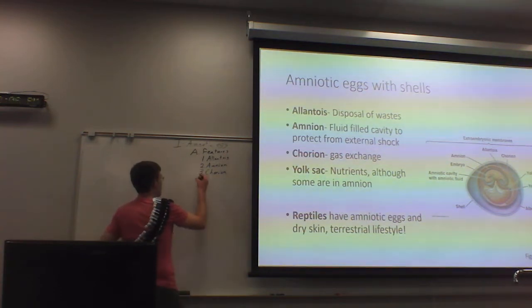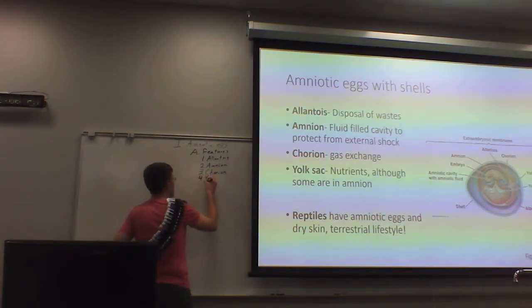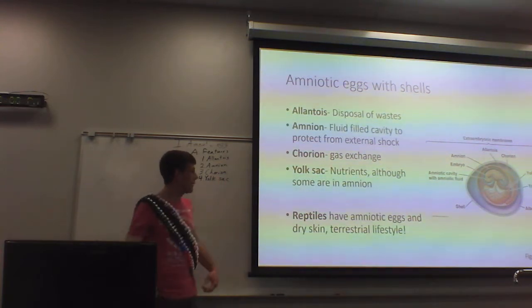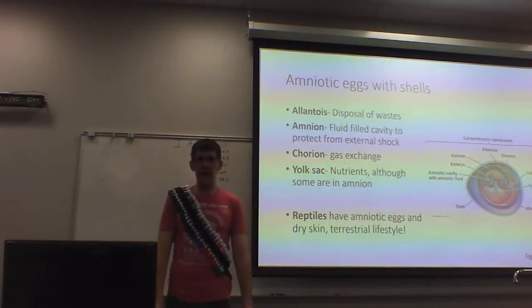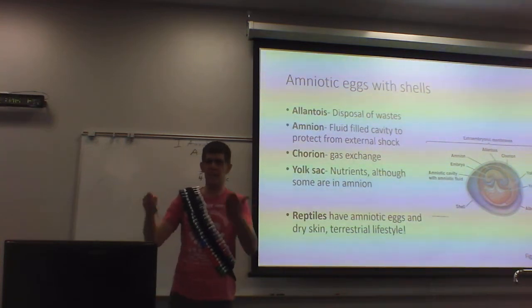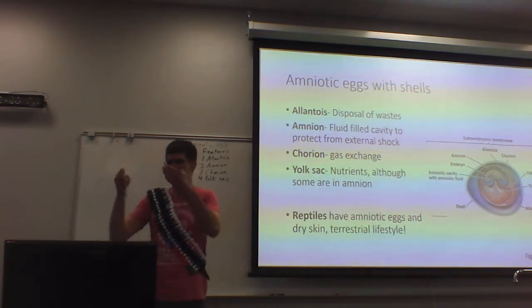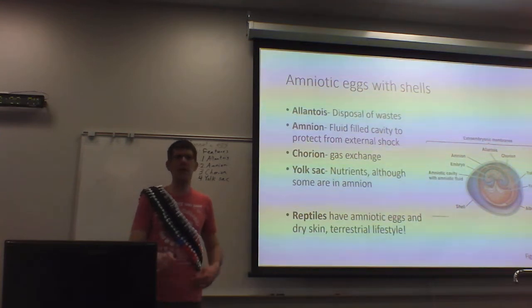And then, of course, just like the seed, the yolk sac. Yeah, so that's right. This is kind of like the seed. What does the seed do? It nourishes and protects. What does an egg do? It nourishes and protects. So there you have an embryo in each.